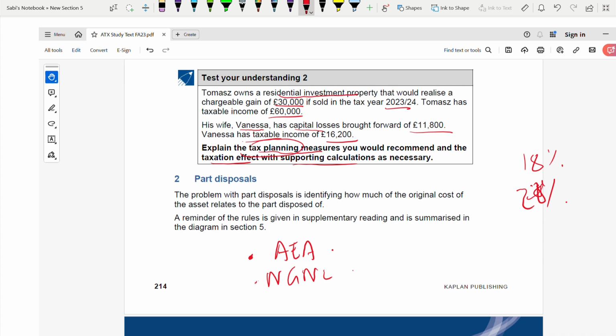If you see here, Vanessa has a brought forward loss, no gain, and a taxable income. Because she has a loss, she can't utilize her annual exempt amount. So Thomas could transfer some of the property to Vanessa. Because he has a gain, his gain can be used to utilize her loss, and she also can claim the AEA. So, transfer from T to V, husband to wife.